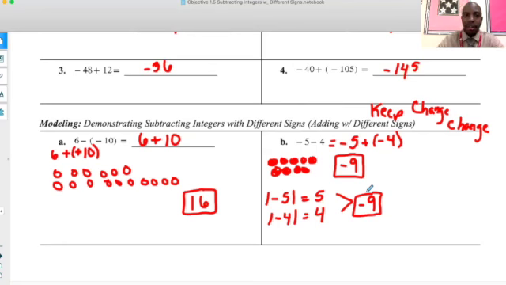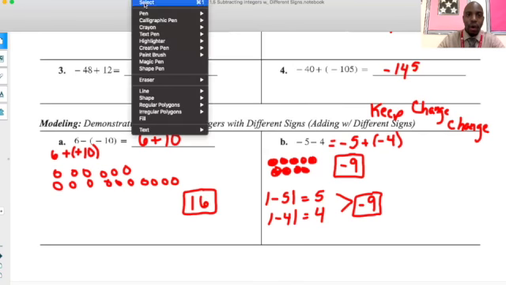But nonetheless, I'm very excited that you joined me today, and I'm hoping that this was a big help to you and allowed you to have a better understanding of subtracting integers with different signs.